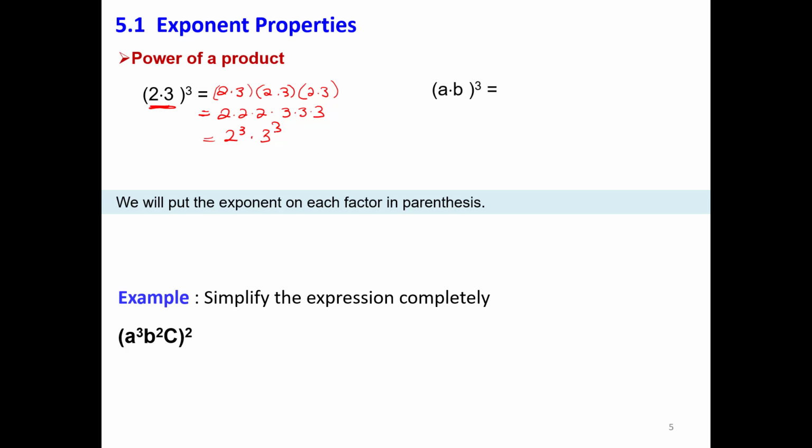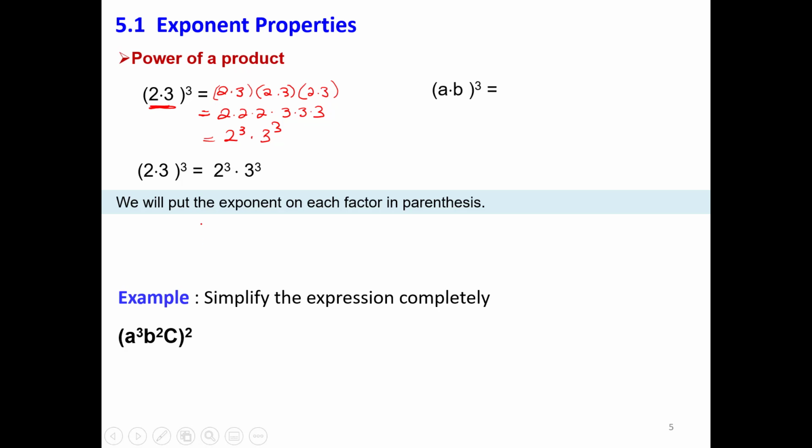What this property says is, if we had this problem, we will put the exponent to each factor we had in the parentheses. Then if we had 2 times 3 to the third, we can solve this one if we just put the exponent to the third to 2 and to 3, giving 2 to the third and 3 to the third.